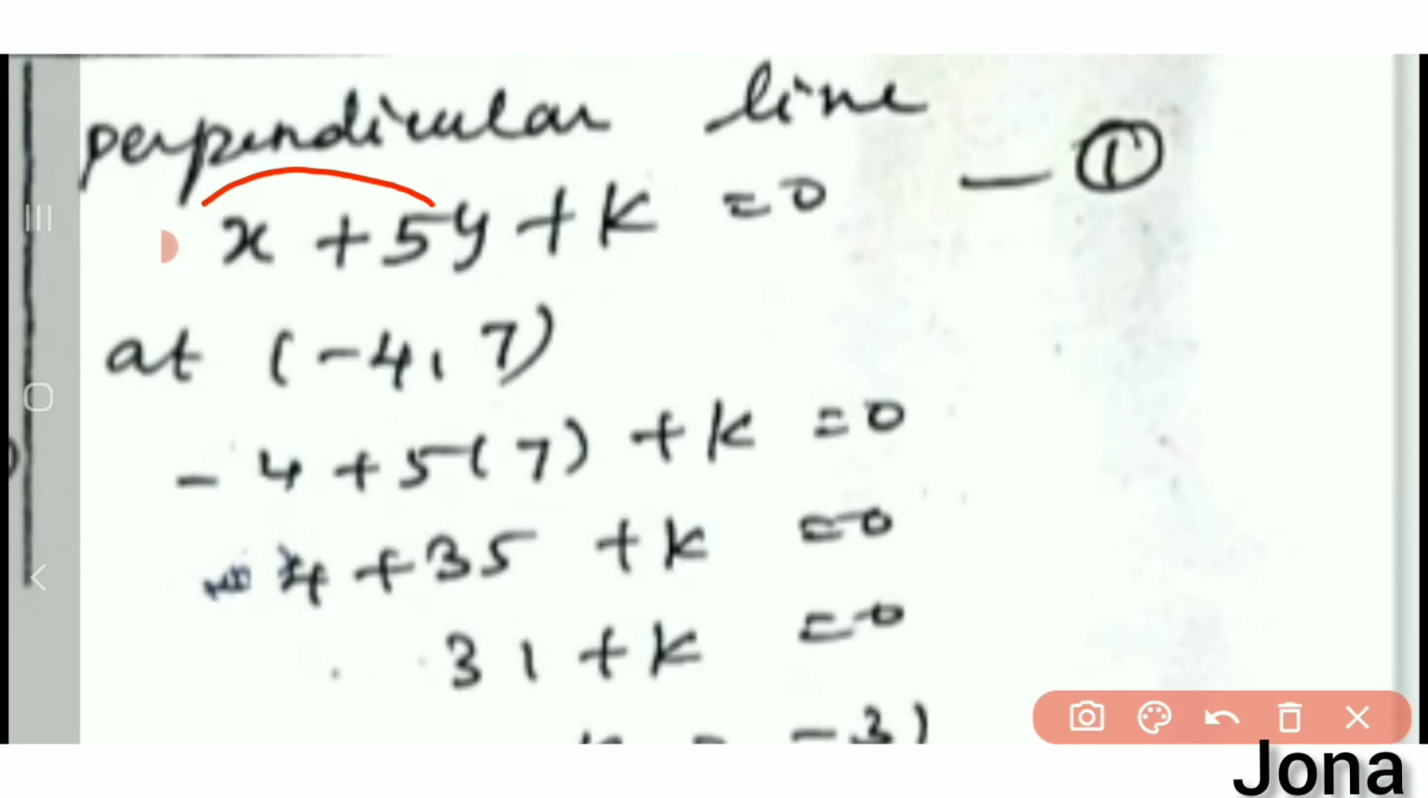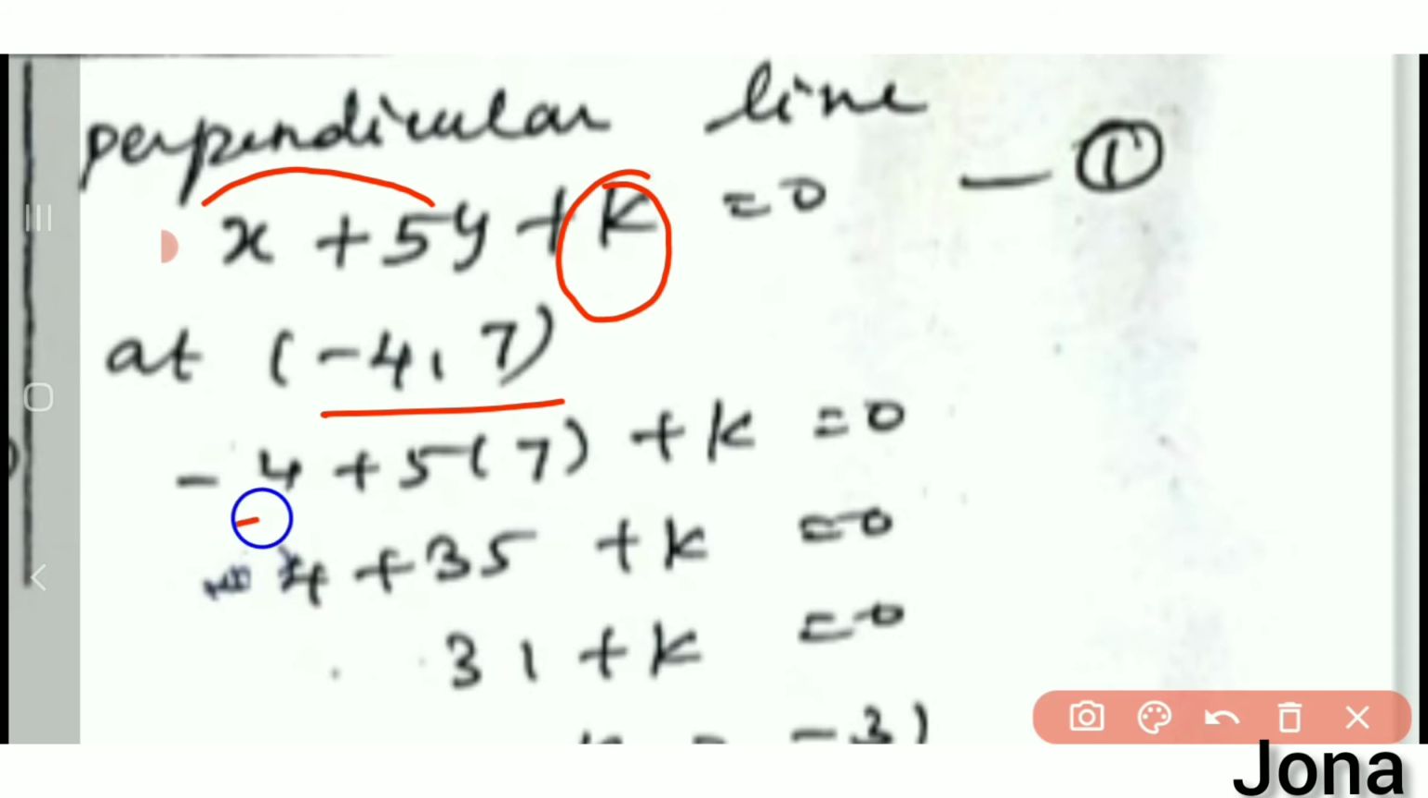It's nothing but x plus 5y. We change the sign and swap the coefficients of x and y, so that we have x plus 5y plus k equal to 0, where k replaces the constant term. It passes through the point minus 4 comma 7, that means the one vertex given.